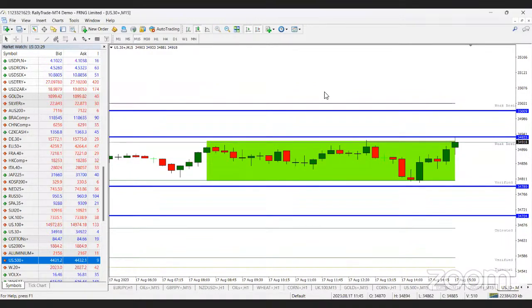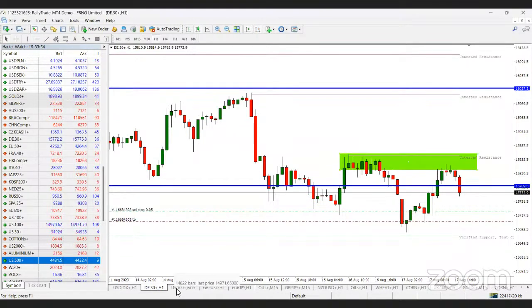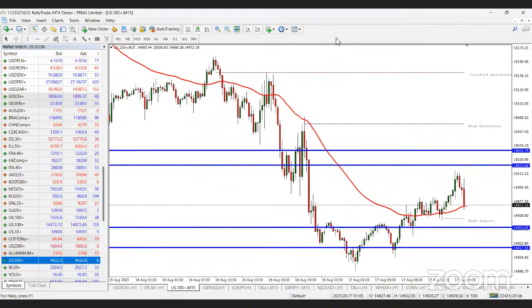For US 30, remember that we said it has to break above or below this point. So let it break above 34,930, and then you can buy to 35,000. I think US 30 is actually doing that. So once it breaks above 34,930, you can actually look out for a buy to 35,000. US 100 is still resting on that 50 period moving average.